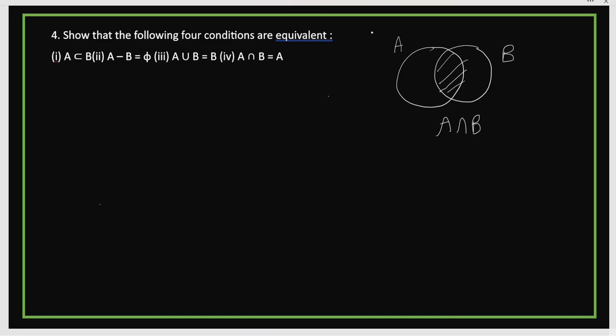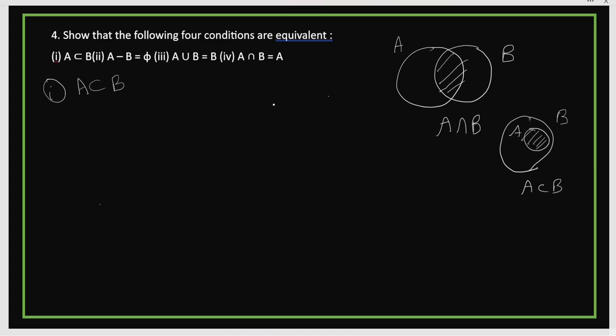Now what you have to show, what is given in the first one, is A is a subset of B. That means what? Suppose this is B, and A is something inside. This is A, completely inside. A is a subset of B. All the elements of A are inside B.